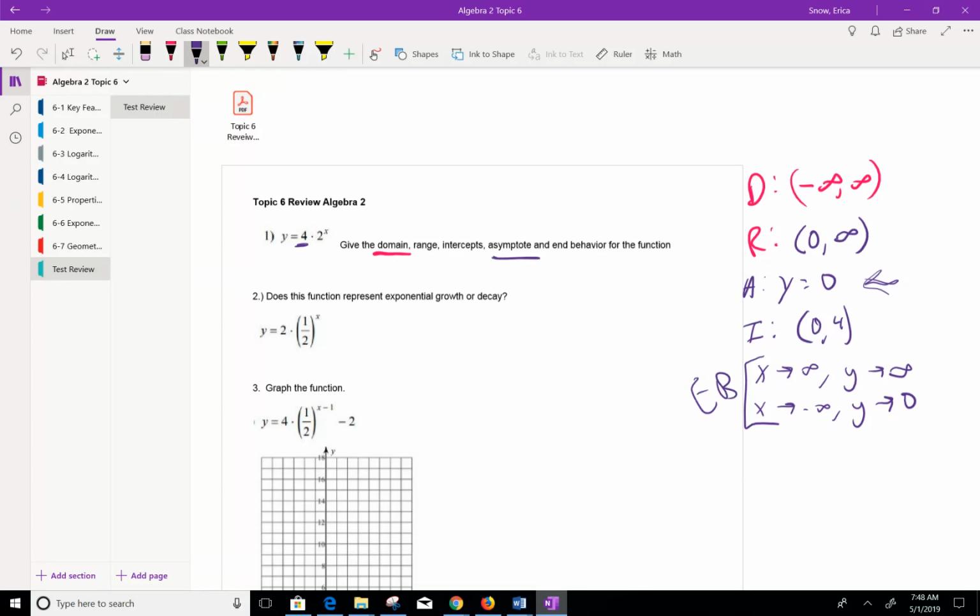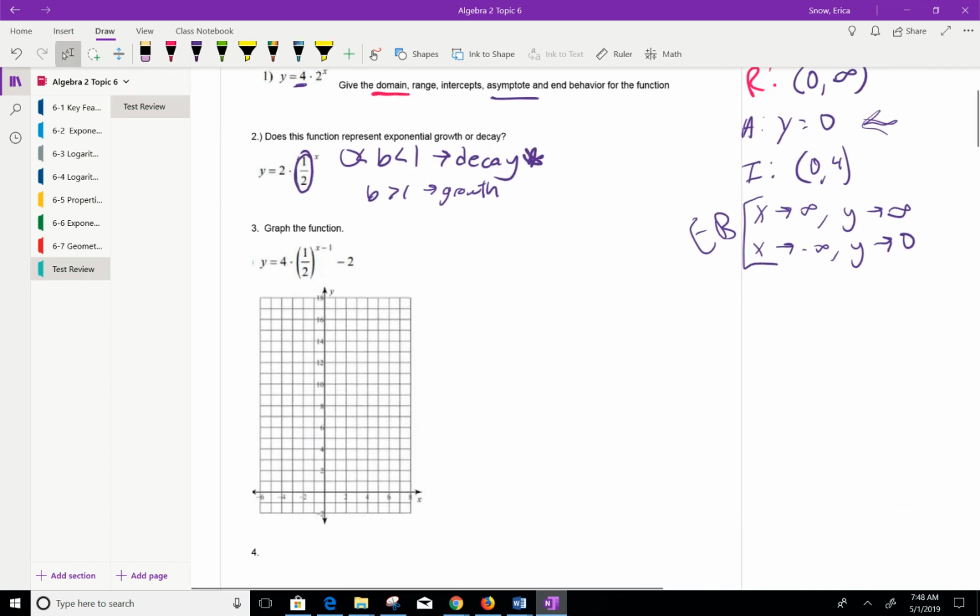For number 2, this asks, does the function represent exponential growth or decay? For that, you look at your B term. B in this case is between 0 and 1, so it is decay. If B is greater than 1, then it is growth, just as a precursor, but this one is decay.